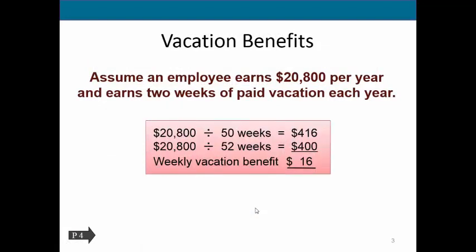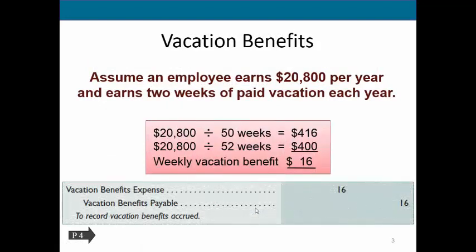So then let's talk about vacation benefits. Typically, companies offer a vacation. However, this is another unknown type of liability or estimated liability because even when someone is provided vacation, they don't always take every single moment of that vacation. So let's look at an example here. Assume that an employee earns a little over $20,000 per year, and they earn 2 weeks of paid vacation per year. So you can see here we can calculate how much they're getting for that paid vacation.